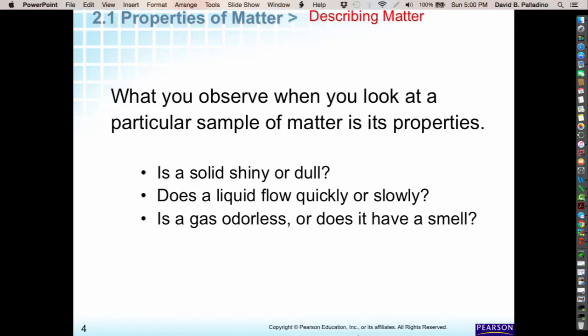If it's a liquid, does it flow like maple syrup? Or does it flow like a waterfall of water? If it's a gas, does it smell? Or is it odorless like oxygen? These are all properties that are the same regardless of the amount of substance.